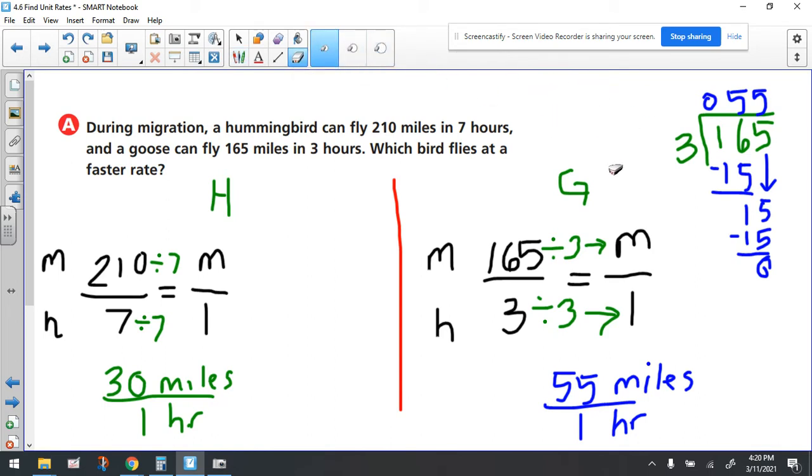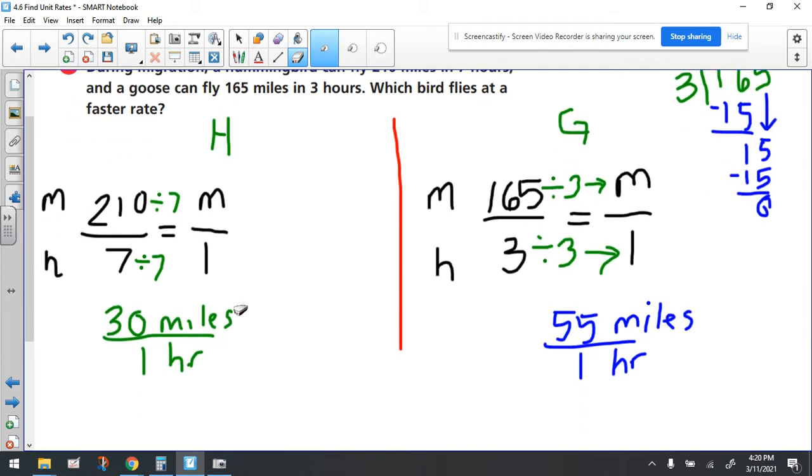All right, so now we actually have to answer the question, because you have all this nice work, but you've got to actually analyze it and figure out which bird flies at a faster rate. Now, how do you know that something's flying at a faster rate? What would be true about the miles per hour? So this is going 30 miles per hour. This is going 55 miles per hour. This is farther in 1 hour than this. So that bird is flying the faster rate.